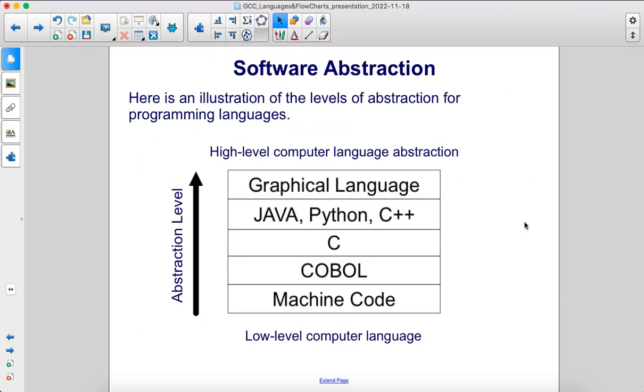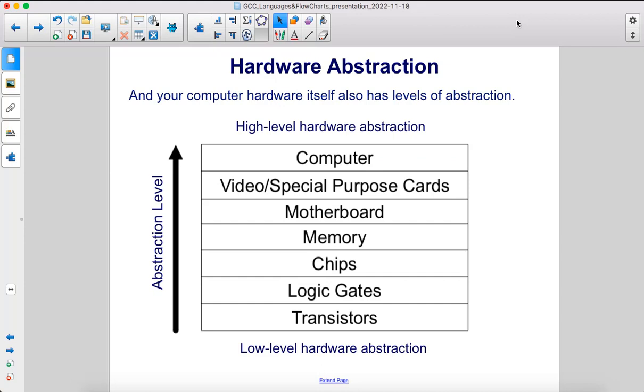Here's an illustration of the levels of abstraction for programming languages. At the very bottom, we have machine code, which is low-level computer language. This is what computers can actually understand. At the very top is graphical language, which is very easy for humans to understand. And your computer hardware itself also has levels of abstraction. At the very bottom, we have transistors, which can be on or off, ones or zeros, and at the very top, we have a computer that humans can use.